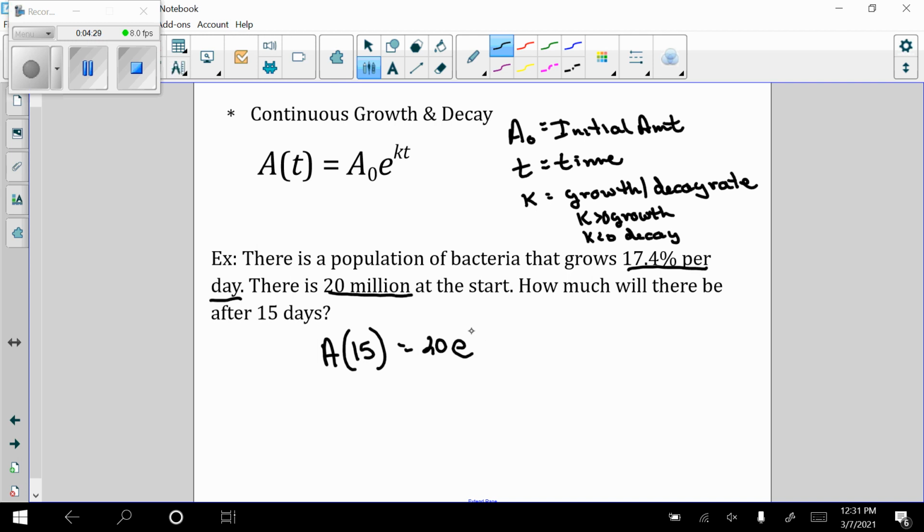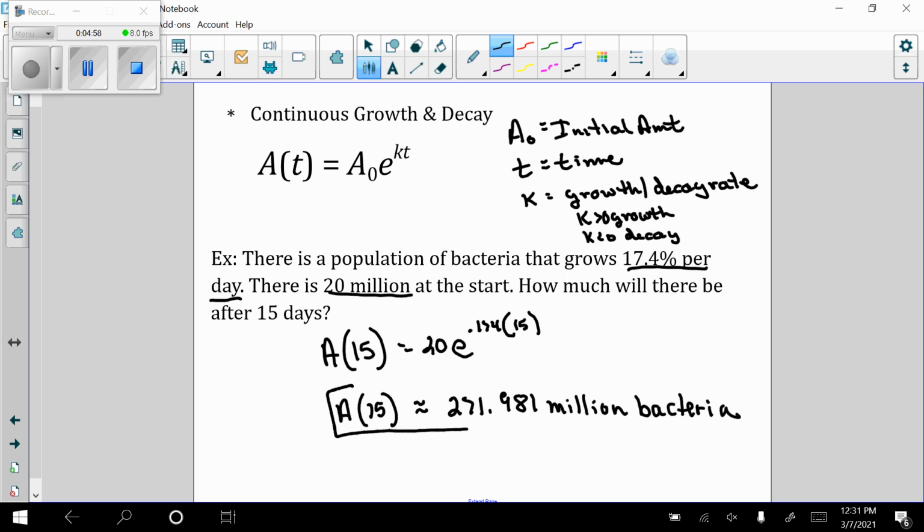E to the 0.174 times 15. So A sub 15 is about 271, and we usually go thousandths, 0.981. Make sure you label that millions. So that million is the key. So that one was very, very basic.